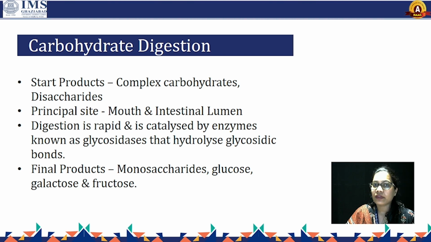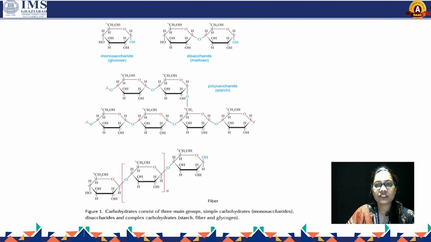In monosaccharides we can consider glucose, and in disaccharides we can consider galactose and fructose. These are the structures of the carbohydrate, which consist of three main groups. This is an example of a monosaccharide, which is glucose. This is a disaccharide where two glucose units are joined together, a maltose structure, and this is a polysaccharide, a starch polysaccharide chain.